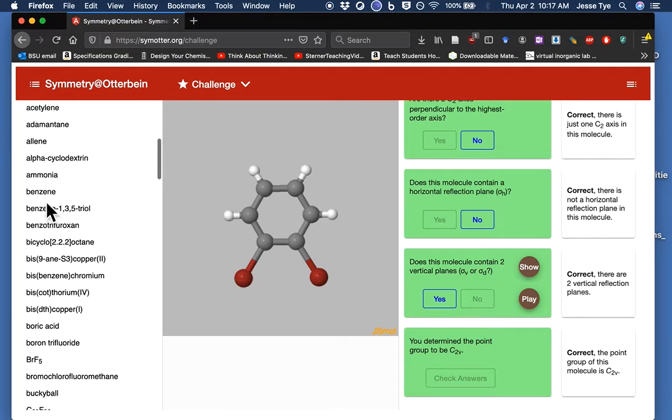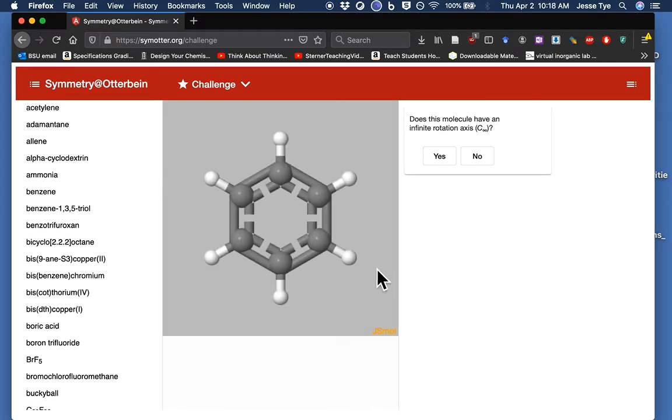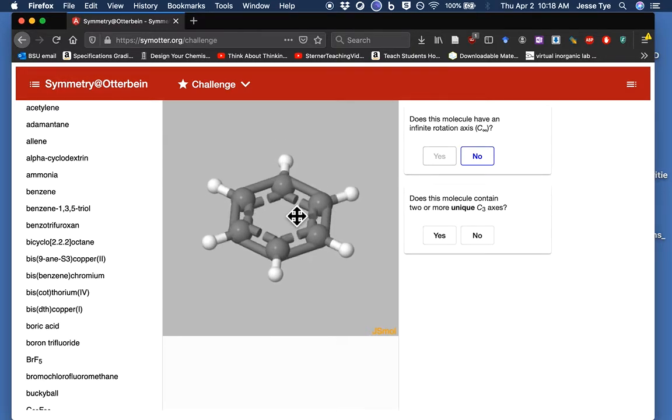Let's do a few more together. Here's a much more symmetric molecule, just simple benzene. It's not linear. That one's easy. Does it have a C3 axis? Yes, I can do a 1/3 of a turn. It has one C3 axis right here in the middle that would move, say, this CH over to here. It has one, but it does not have 2 or more. So no to 2 or more.